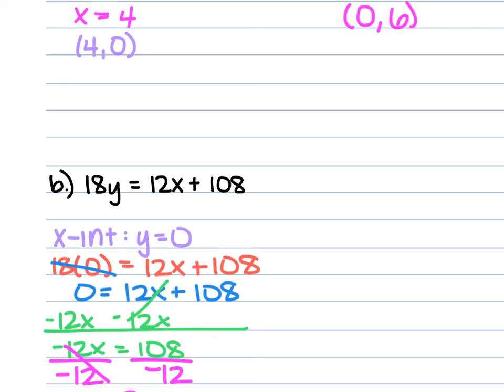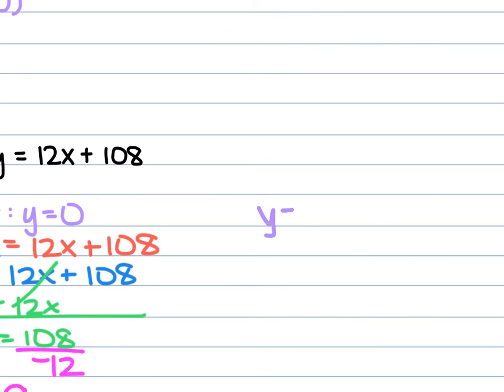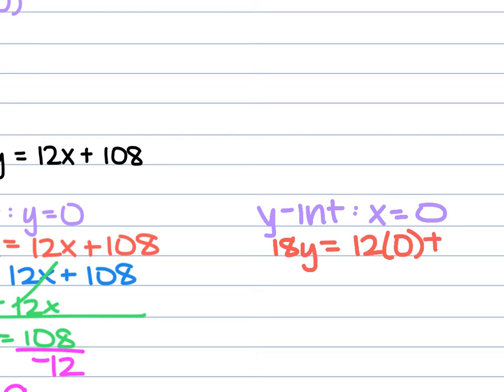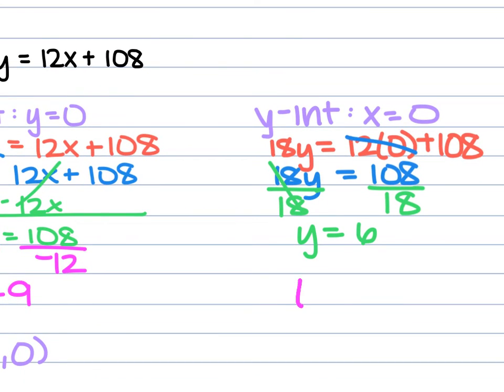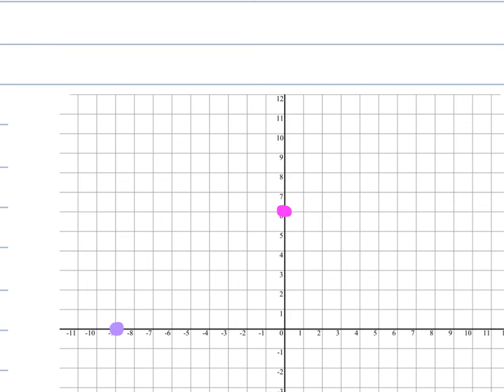Now I'm going to find my y-intercept. So x is equal to 0. I'm going to have 18y is equal to 12 times 0 plus 108. So that 12 times 0 is going to cancel. I'm going to have 18y is equal to 108. We're going to divide each side by 18. And we're going to get y is equal to 6. So this is the ordered pair (0, 6). So on that coordinate plane, (0, 6) is here.